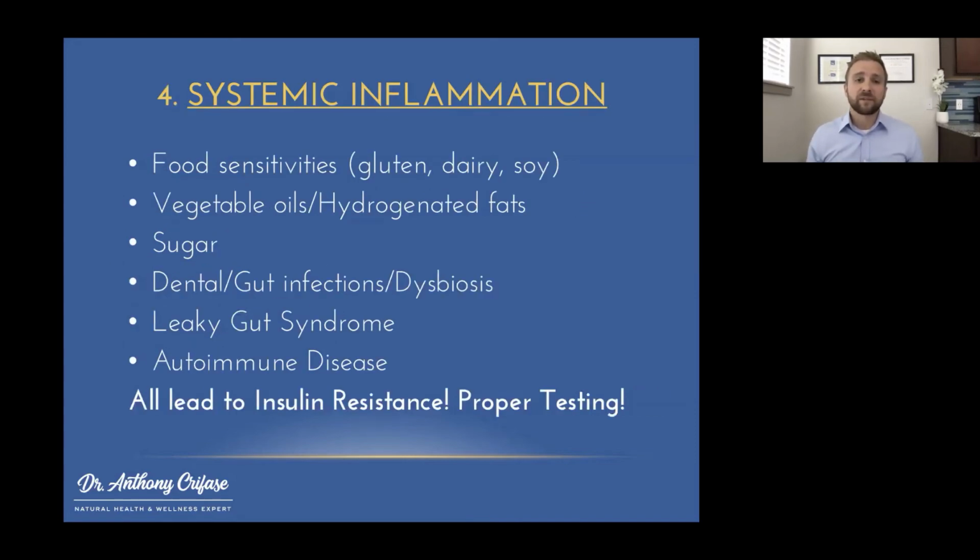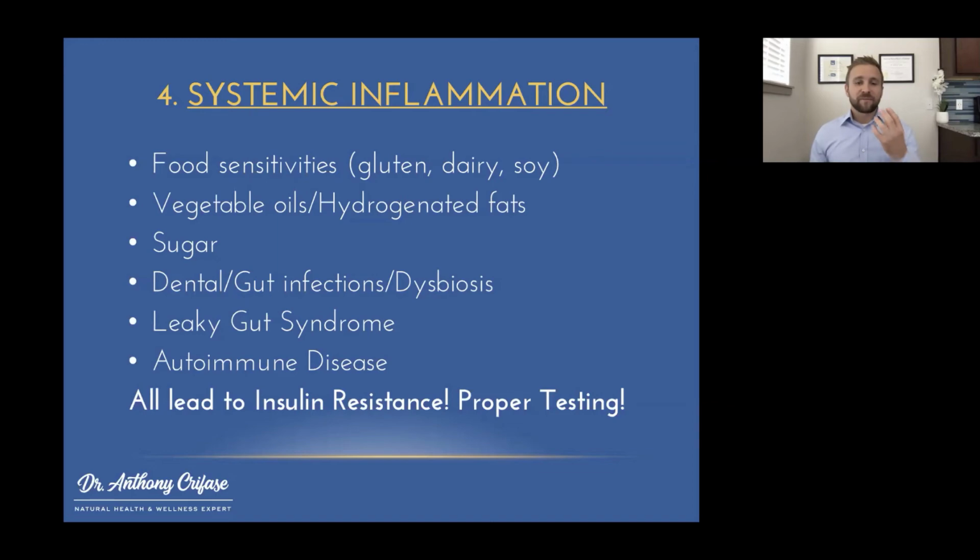Number 4 is systemic inflammation. Food sensitivities, often gluten, dairy, soy. We're able to identify these with all of the patients and clients that I work with. Vegetable oils, hydrogenated fats, sugar, dental and gut infections, dysbiosis. I see many people with dental infections, dental overgrowth of some sort, as well as gut infections.